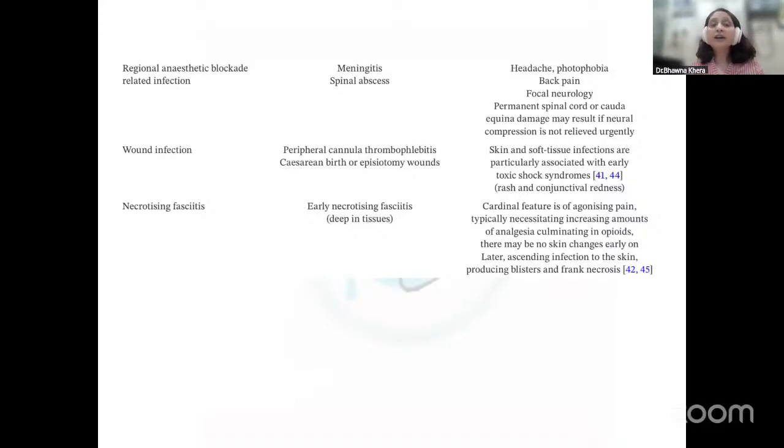Regional anesthetic blockade related infection, that is meningitis and spinal sepsis. This is important for your Part 2 exams, right? Where they give you a scenario of a cesarean where an epidural was given, or maybe a patient in labor analgesia where the epidural was given, and then she had signs of sepsis. So think about spinal abscess, right? Spinal abscess could be one of the possibilities there. What you can have is headache, photophobia, back pain, focal neurology. Permanent spinal cord or cauda equina damage may result if the neural compression is not relieved urgently.